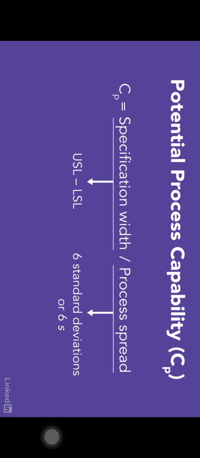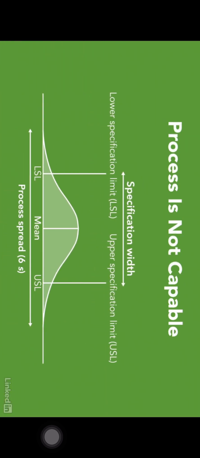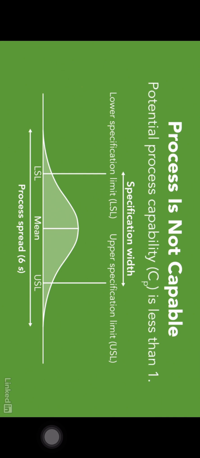When CP is equal to or greater than 1, we say that the process is potentially capable of meeting specifications. As shown here, CP is greater than 1. CP measures the best case process capability that can be achieved, assuming the process mean is always on target. As shown here, the process spread is wider than the specification width, so CP is less than 1.